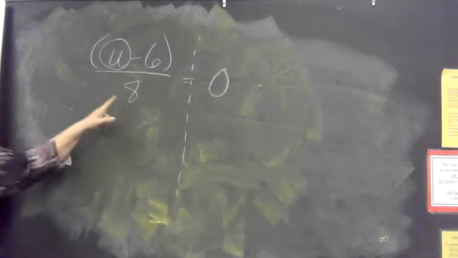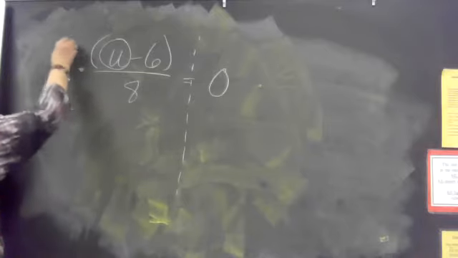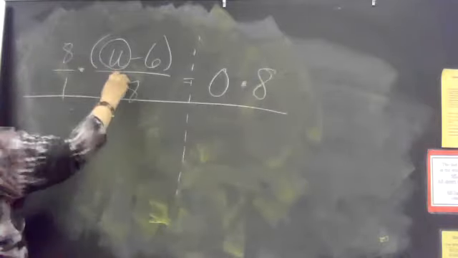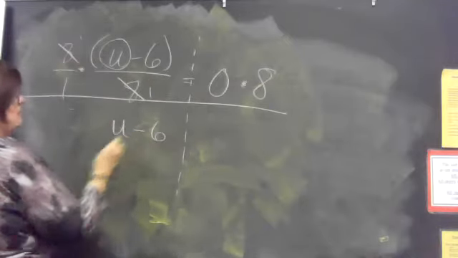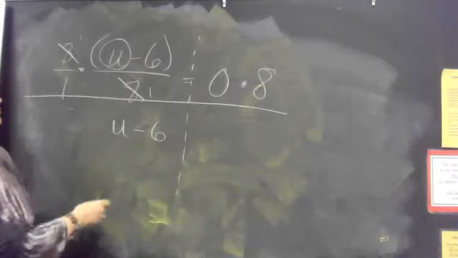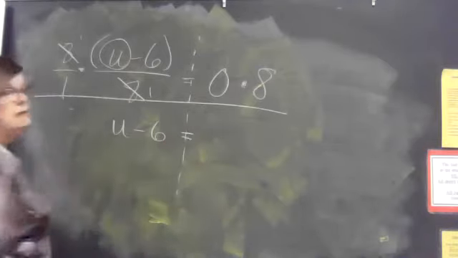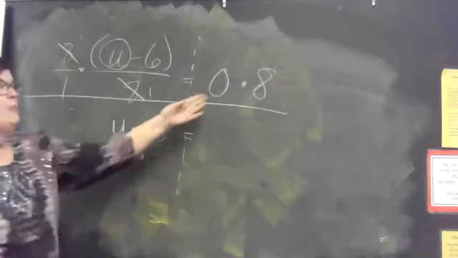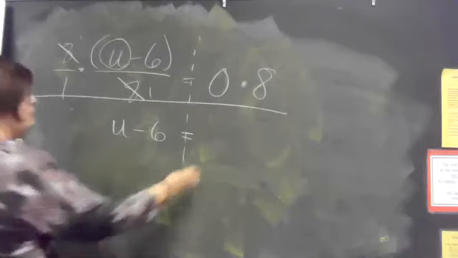So let's get rid of the 8. How am I going to get rid of the 8? Multiply. It's divided by, so I have to multiply it. If I multiply this side, I have to multiply this side. Cancel, cancel. I have U minus 6. Since it's not part of a fraction anymore, I don't have to worry about parentheses. Equals 0. Good, good. A lot of people would say 8. I was going to see if I could catch you.